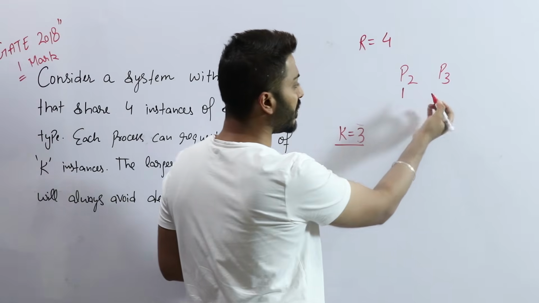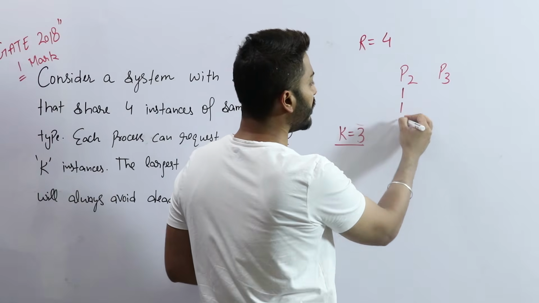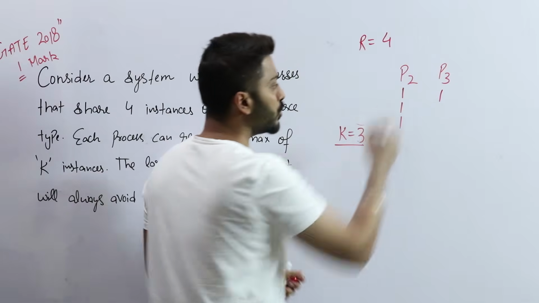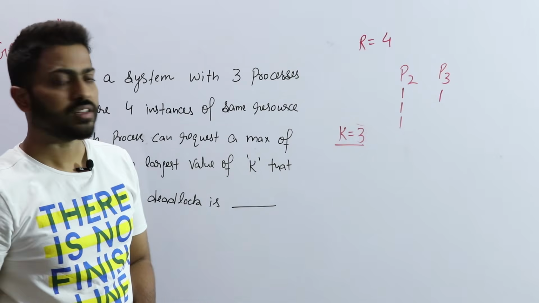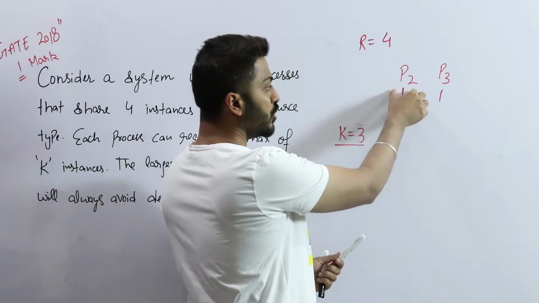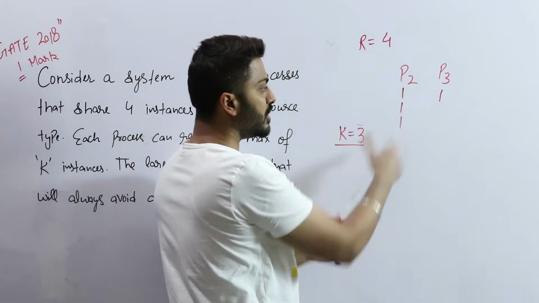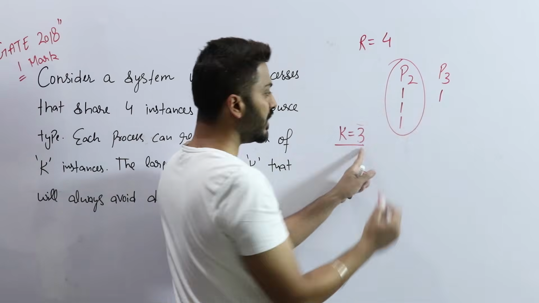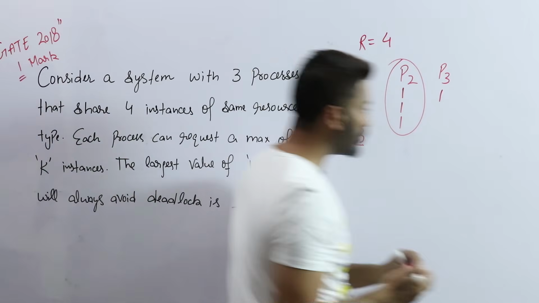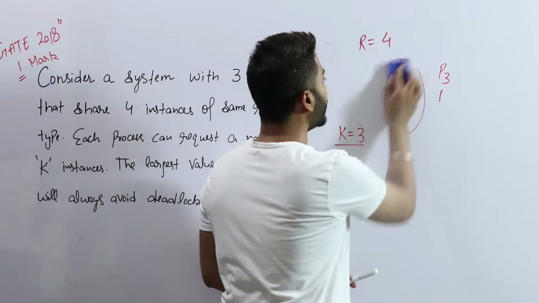So when the 3 resources are free, I will give them to the other processes. Let's say I give 2 to P2 and 1 to P3. So P2 also gets all the 3 resources. It needs 3. I gave it 3. So it will also successfully execute and be removed.